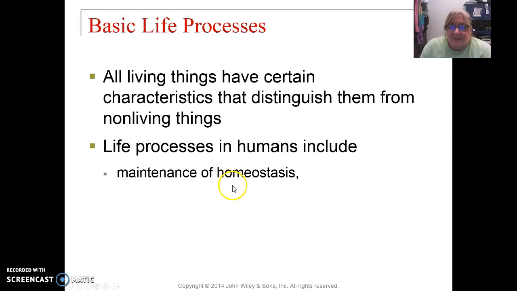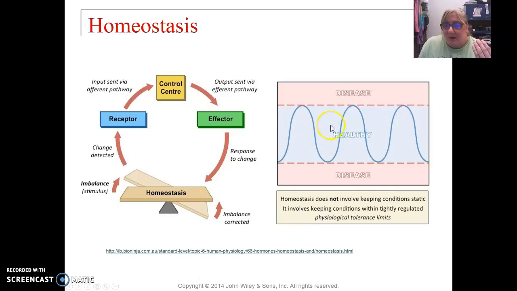All living things have to be able to maintain homeostasis. So homeostasis is the ability to maintain any variable within certain parameters. So temperature, the amount of carbon dioxide in our blood, the amount of sugar in our blood. Those are different variables. And the ability to maintain them within a certain parameter means we're in homeostasis.